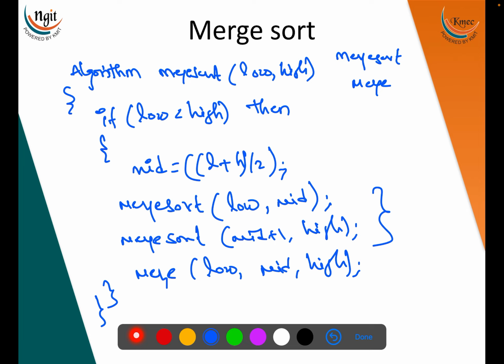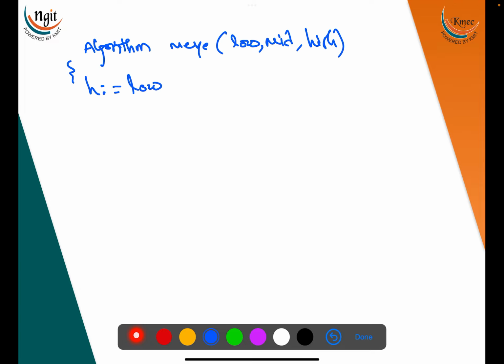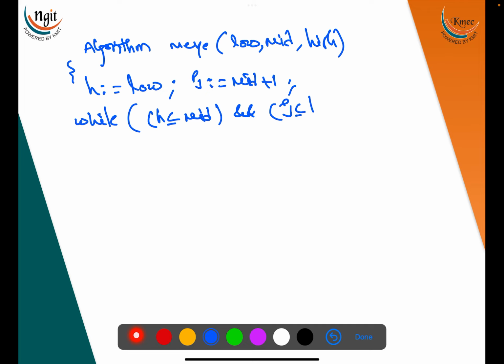Now let's understand how the merge function performs its job. Let's write the merge function algorithm. The merge function will take the parameters low comma mid comma high. Now H is equal to low, J is equal to mid plus 1. Now this is the important loop: while H less than or equal to mid and J less than or equal to high.